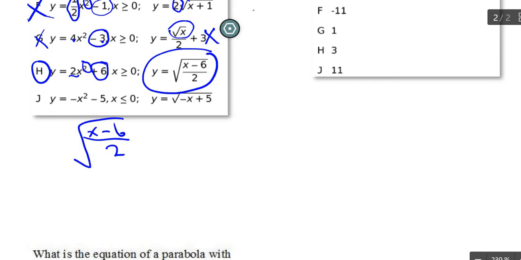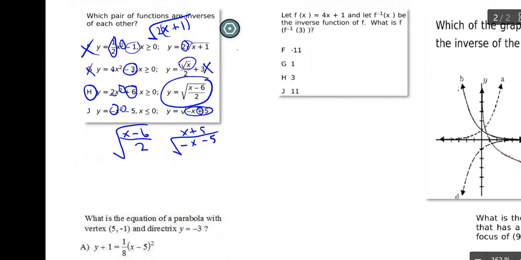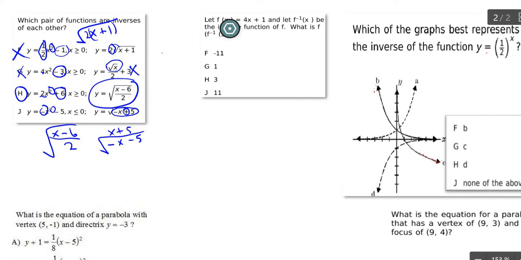Let's prove J wrong. To do J, we need to add 5. X plus 5. Good. And then we're going to divide by -1. So dividing by -1 will be -x minus 5. Oops, you say -x plus 5. And then we take the square root. If it was something like this, it would have been right, but now it's wrong because they did not divide by -1 there. So the correct answer is H.